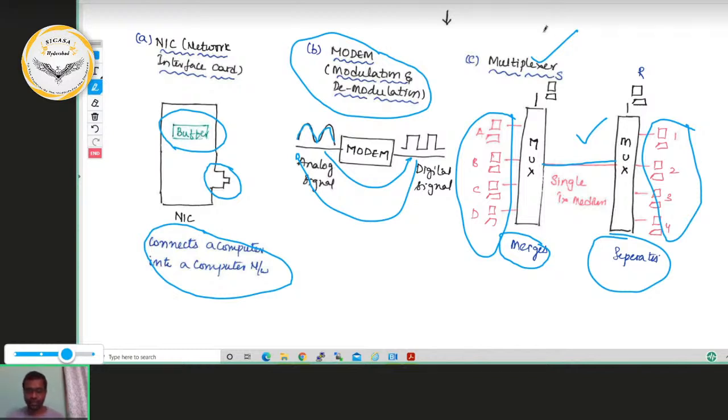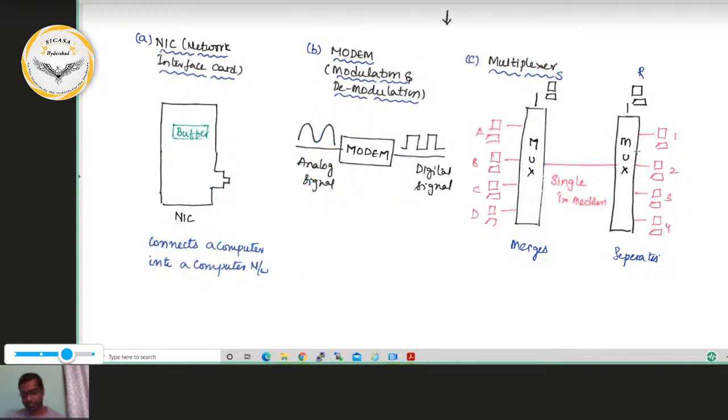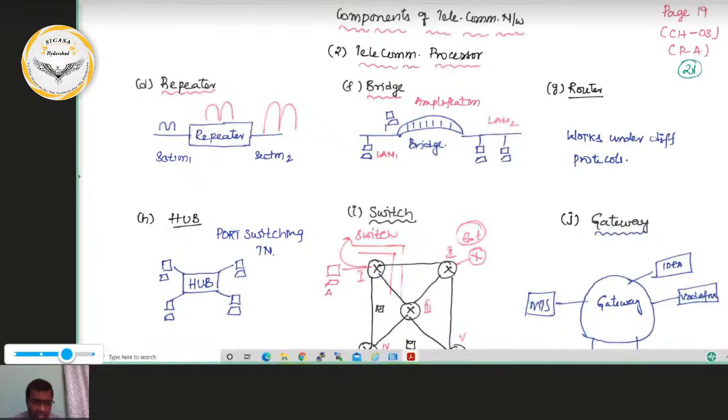We are done with 3 devices. First one is NIC, which connects a computer into a computer network. What do you mean by modem? Modem takes an analog signal and converts it into a digital signal. Next one is multiplexer. You have multiple devices sharing a common communication medium. At one end it merges the data, at the other end it separates the data. Let us move to the next device, which is a repeater. Repeater takes a weak signal and amplifies the signal. Amplification is nothing but enlarging the signal.